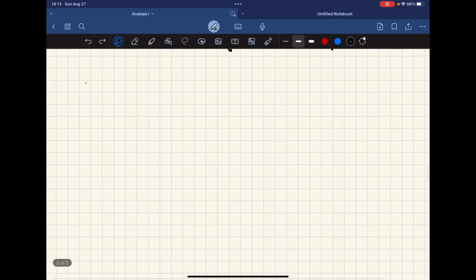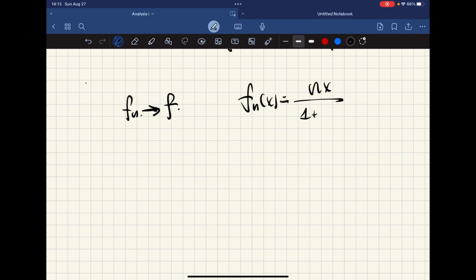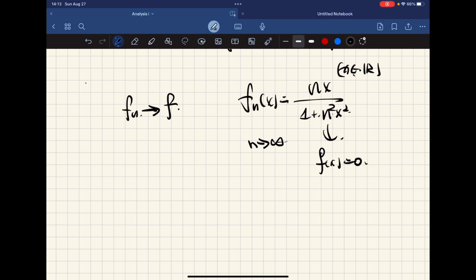you might encounter the idea that a series of functions converges to another function. For instance, if I define a series of functions that looks like this, then you will realize that for each fixed x, as I let n tend to infinity, this function eventually tends to 0 for all x, and therefore this function will tend to f(x) equal to 0. Just to give you some idea.